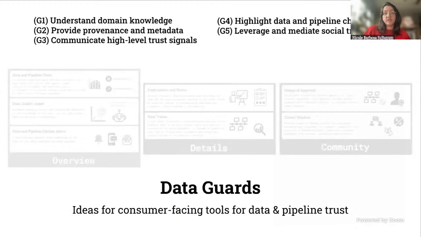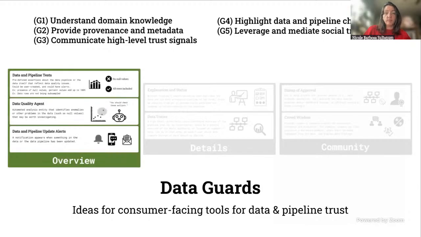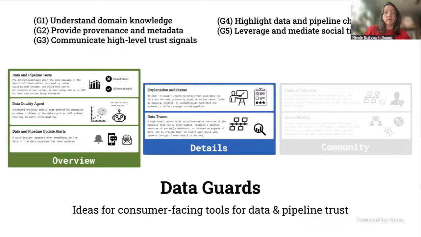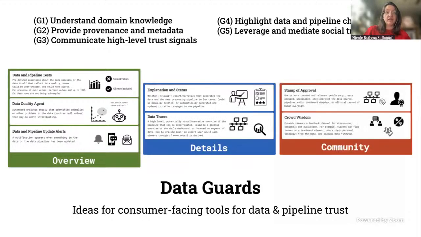Heavily informed by these findings, we conducted a creative brainstorming exercise to translate challenges and design goals into ideas for potential consumer-facing solutions for trust that we call data guards. They are grouped in 3 clusters: overview, for quick high-level signals of trust; details, for when more information is needed; and community, again building on social trust.